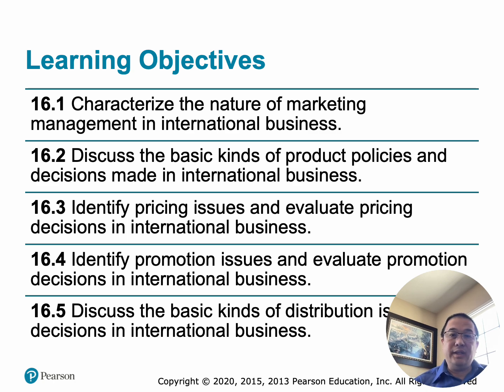16.3 Identify pricing issues and evaluate pricing decisions. What does this mean? Pricing internationally is more complex than pricing domestically. The factors affecting international pricing include exchange rates, import tariffs, shipping costs, local competition, and consumer purchasing power. As an example, a $1,000 smartphone may be affordable in one country but prohibitively expensive in another. So the main lesson here is companies must balance profitability with local market conditions.